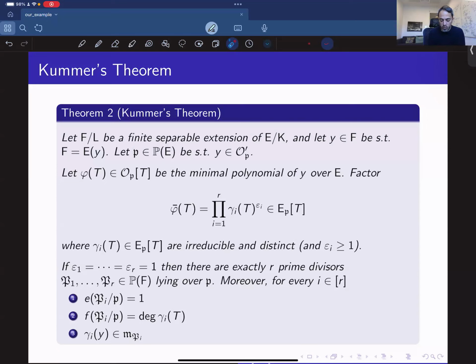that I can state. So Kummer's theorem tells you that if you happen to be lucky and all the epsilon i's are 1, namely you have a factorization with no repeated irreducible polynomials, they may not be linear. I mean, gamma i could have higher degree. Then there are exactly R prime divisors. Let's call them, as usual, capital P1, capital PR above P. And we know everything about it. So we know that there is no ramification. So ramification is 1 for each of those. And the f of Pi over P is exactly the degree of this irreducible polynomial.